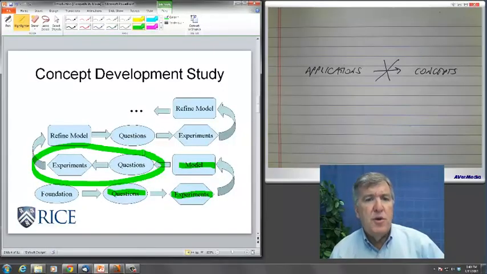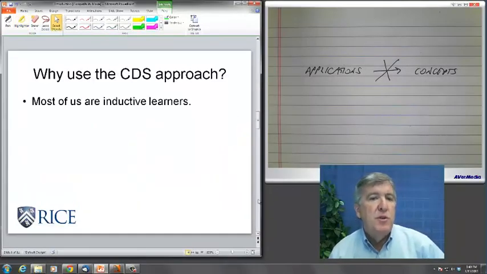Why go through this whole process? Why, in fact, don't we just do what was on the previous slides and say, look, we're going to tell you everything you need to know? There are a variety of reasons why we would use this concept development approach, what my students commonly call the CDS. The first of these has to do with learning styles.